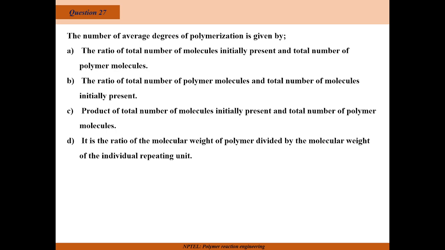The number average degree of polymerization is given by: A, the ratio of the total number of molecules initially present and the total number of polymer molecules. B, the ratio of the total number of polymer molecules and the total number of molecules initially present. C, the product of the total number of molecules initially present and the total number of polymer molecules. D, the ratio of the molecular weight of the polymer divided by the molecular weight of the individual repeating unit. There can be multiple options also, correct? Which ones do you think are the better definitions of the number average degree of polymerization?